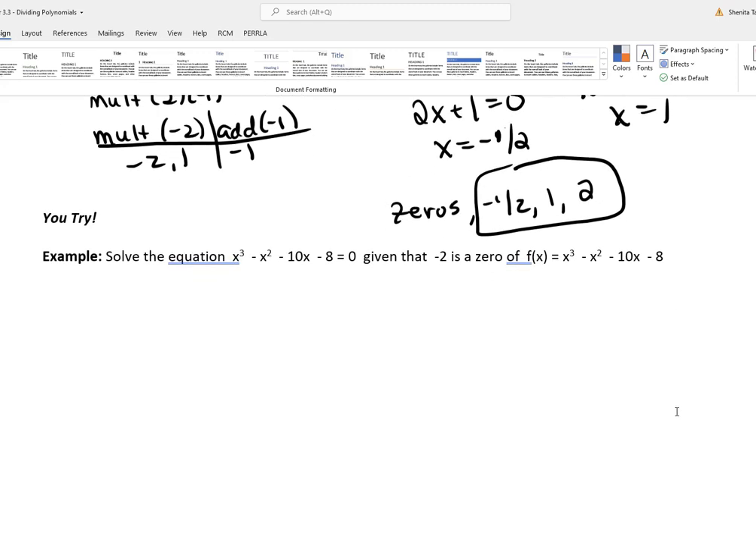So this is a you-try problem. When you try it out, your zeros should be negative 2, negative 1, and 4. That's the end of this lecture.